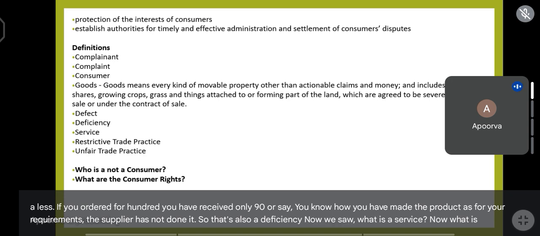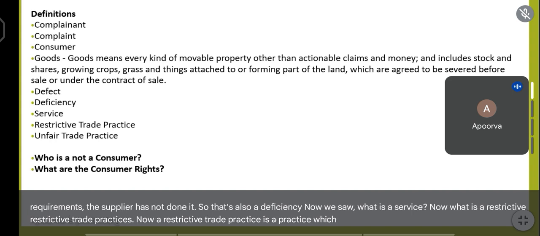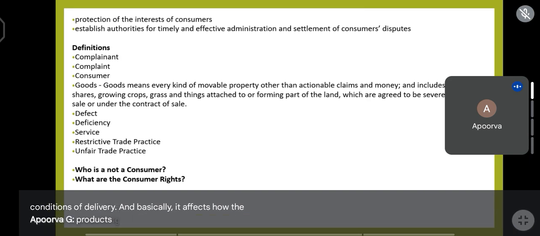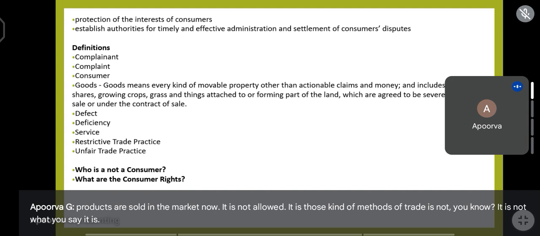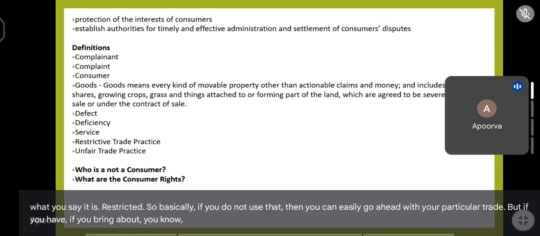Now we saw what is a service. Now, what is a restrictive trade practice? A restrictive trade practice is a practice which is done through manipulation of prices and conditions of delivery, and basically it affects how the products are sold in the market. Now, it is not allowed. Those kinds of methods of trade are restricted. So basically, if you do not use that, then you can easily go ahead with your particular trade. But if you bring about any price manipulation, or you try to increase the prices, all that will come under restrictive trade practices.